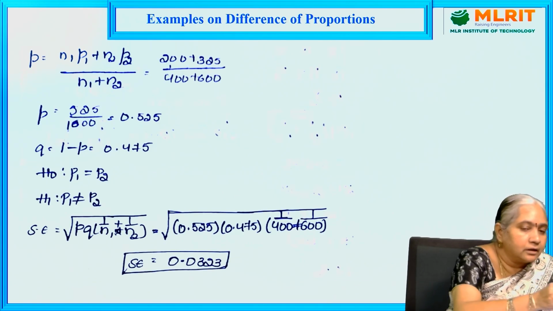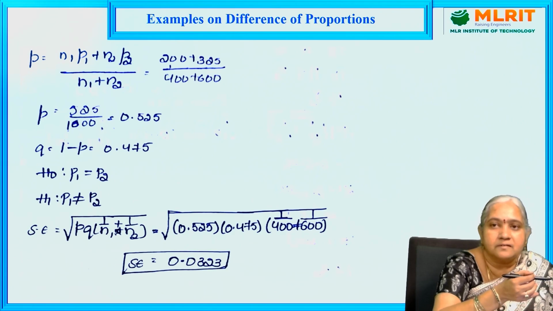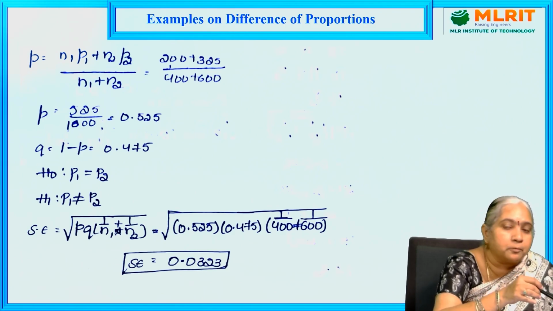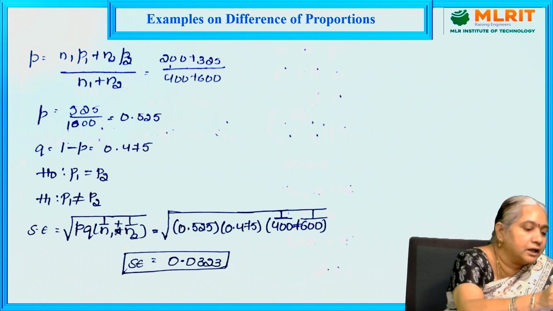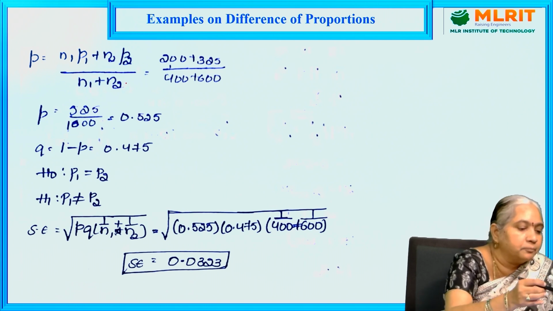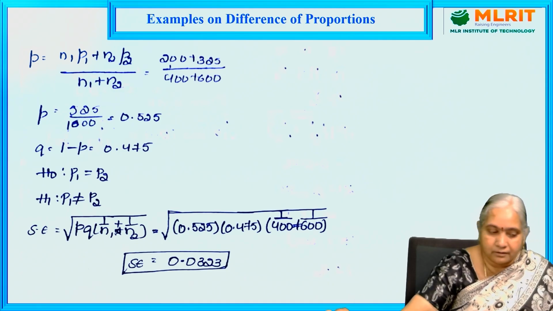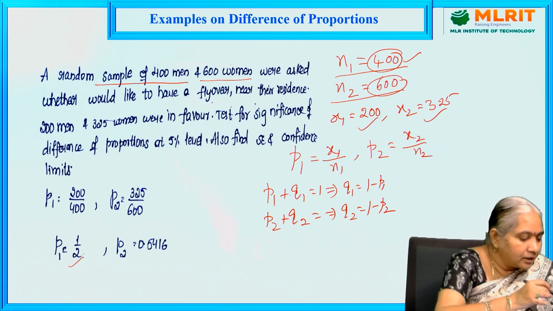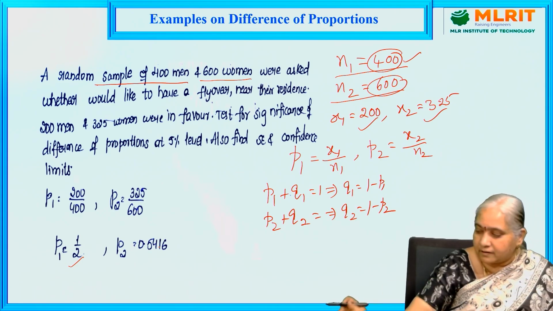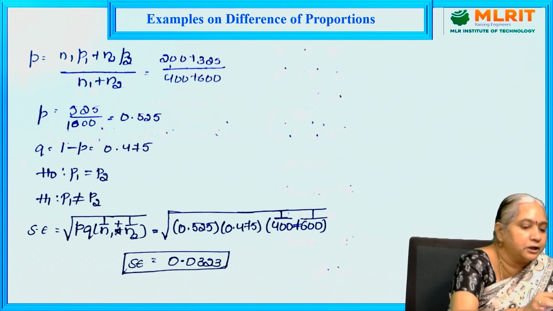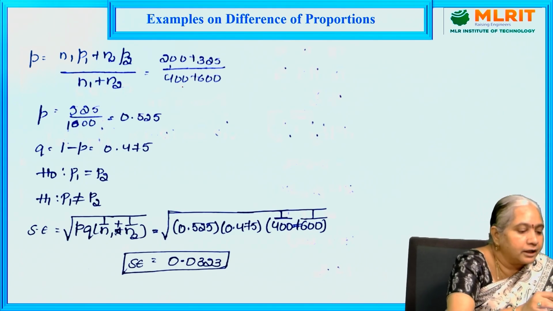So now we find the common sample. For these two samples we find the common proportion, denoted by small p, equal to (n1 p1 plus n2 p2) by (n1 plus n2). Here n1 p1 is 400 into 1 by 2, and n2 p2 is 600 into 0.5416. So n1 p1 plus n2 p2 by 400 plus 600.